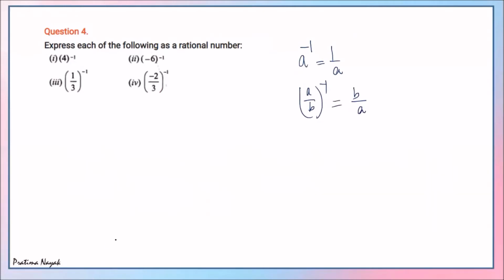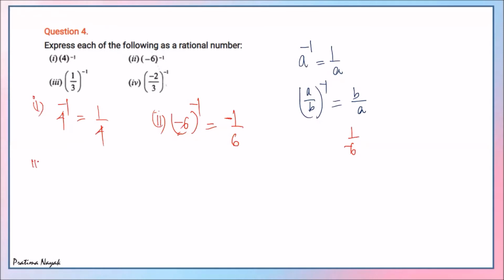So I am going for the first one. It is easy for you now, you can write it yourself immediately. 4 to the power minus 1 is equal to 1 by 4. That's all. Second part, negative 6 to the power minus 1. This negative will remain as it is, and we will write 1 by minus 6, but we write the negative in the numerator only. So it should be 1 by negative 6, but we write the negative in the numerator.